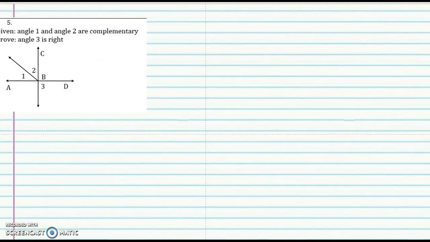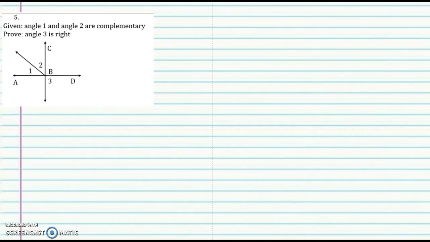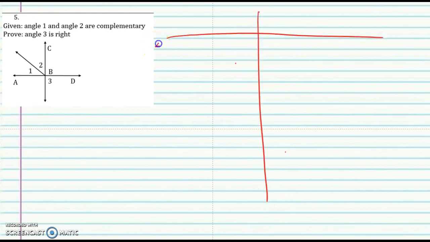Now on to proof number 5. Angle 1 and angle 2 are complementary. Prove that angle 3 is right. So if I know angle 1 and angle 2 are comp, then I know they have to add up to be a right angle. So I can say angle 1 plus angle 2 equal 90 degrees, because if comp, then sum equals 90.